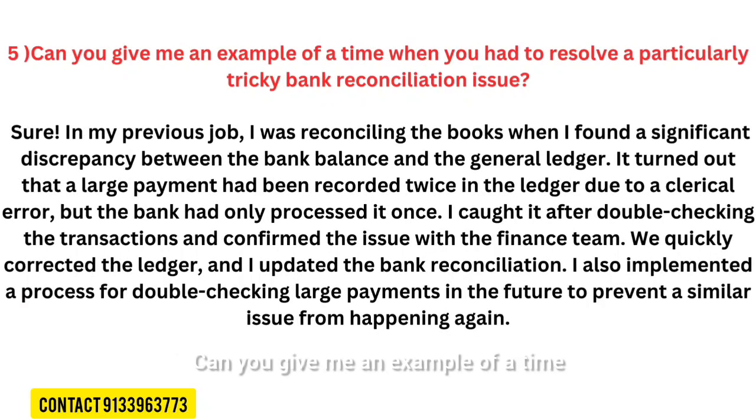Can you give me an example of a time when you had to resolve a particularly tricky bank reconciliation issue? In my previous job, I was reconciling the books when I found a significant discrepancy between the bank balance and the general ledger. It turned out that a large payment had been recorded twice in the ledger due to a clerical error, but the bank had only processed it once. I caught it after double-checking the transactions and confirmed the issue with the finance team. We quickly corrected the ledger, and I updated the bank reconciliation. I also implemented a process for double-checking large payments in the future to prevent a similar issue from happening again.